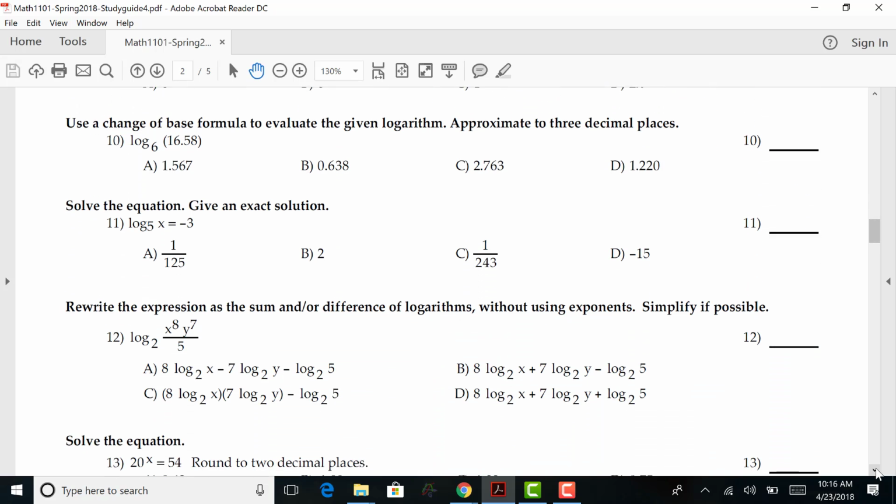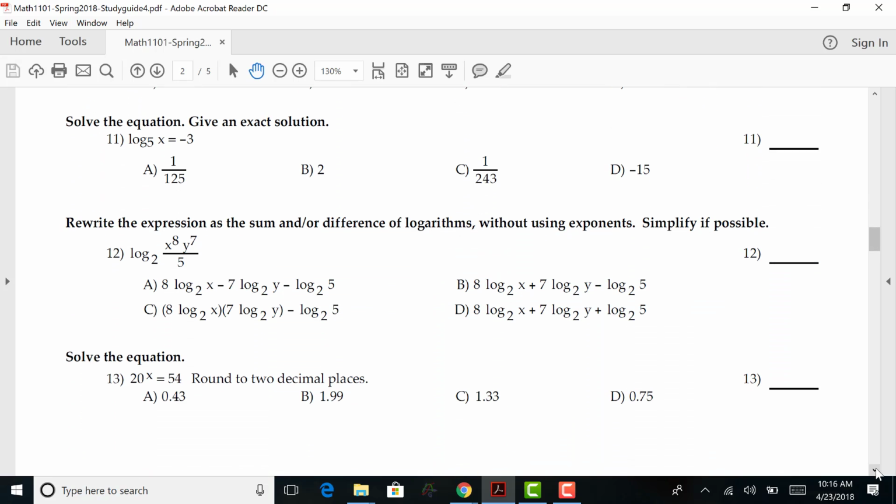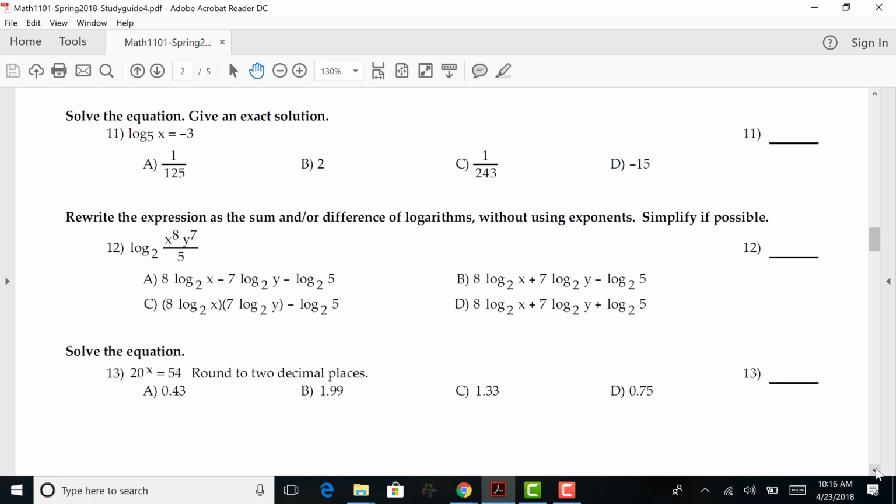Number 10 says solve the equation, and they want the exact answer, so that means they don't want you to round it. So here we go, solving number 11. Log base 5 of x equals -3. Whenever you're going to solve an exponential equation or a log equation, you're going to do the circle method. Can I do the circle method? Yes. Alrighty, a box and a box here. Alright, first box. What is it? What's the answer?